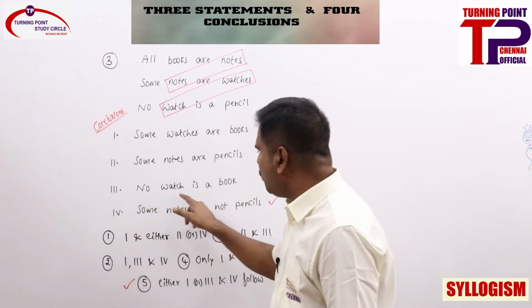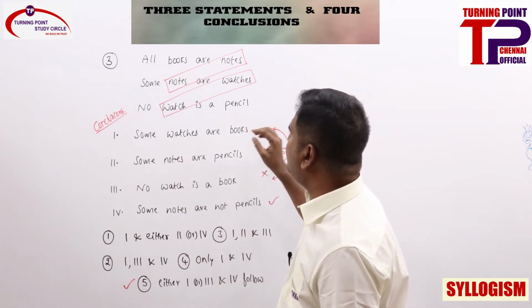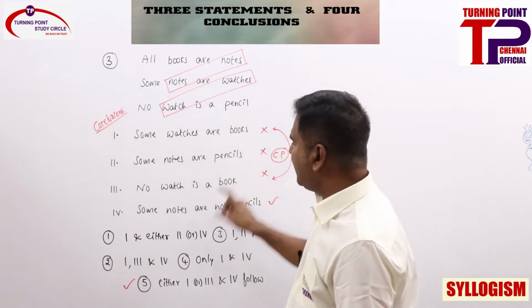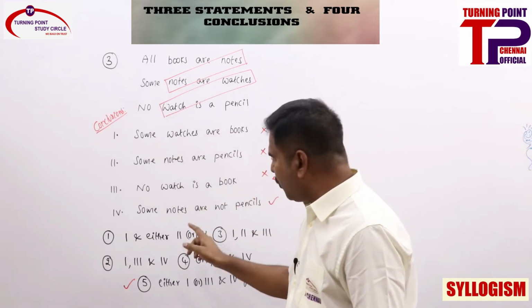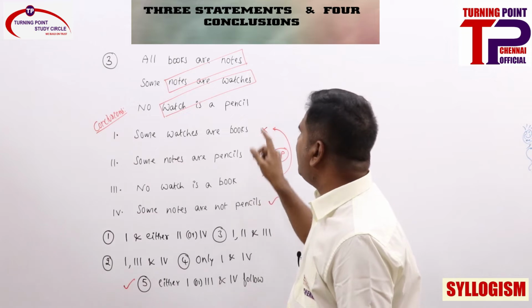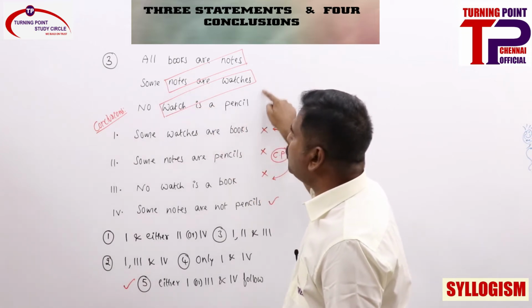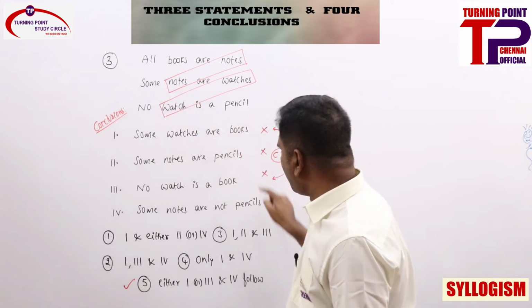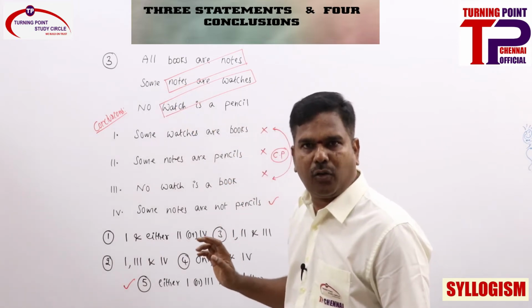Come to the third one. No watch is a book. Where is watch and where is book? Again 1 and 2. A plus I gives no conclusion. That is the reason the third one is ruled out. Fourth one, some notes are not pencils. Where is notes and where is pencils? 2 and 3 statements. So I plus E gives O. O means some notes are not pencils. So the fourth one directly follows.